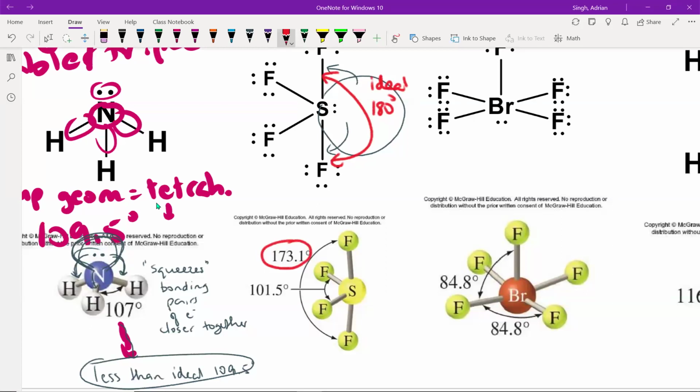It's 173.1. What we also find is that this lone pair actually squeezes these SF bonds here closer to each other as well. So instead of this being the ideal 120 degrees, they're now squeezed together to be about 101.5. So that's a fairly sizable squeeze that's happening around the fulcrum of the seesaw.